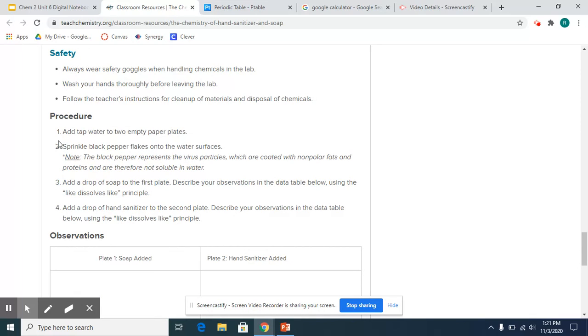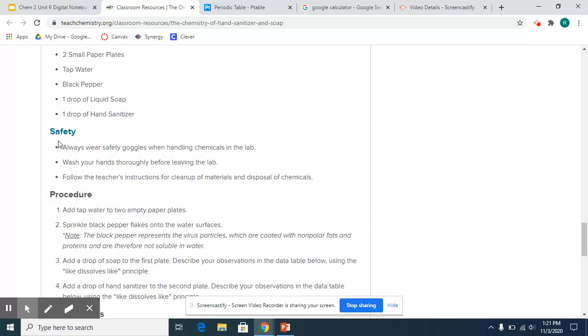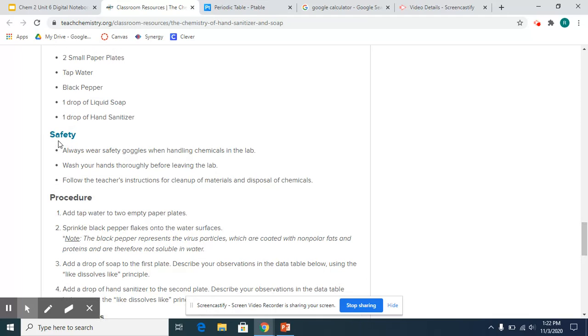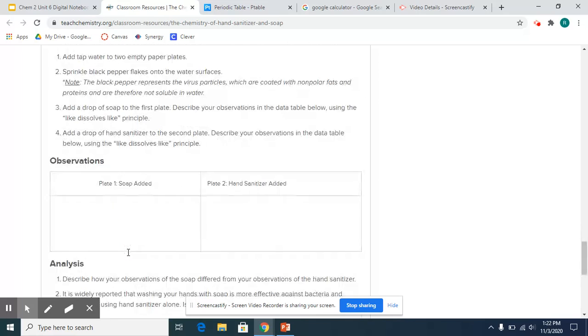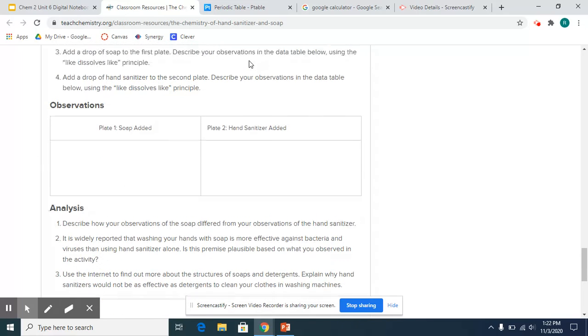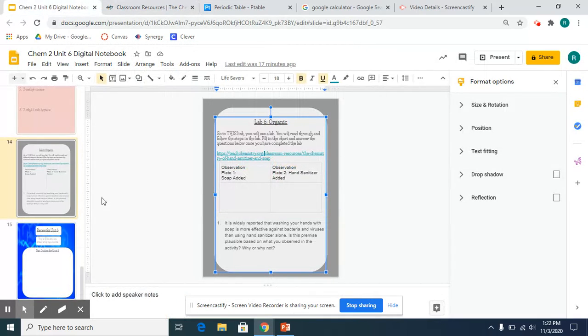You do need to do this at home. All you need is some soap, hand sanitizer, and black pepper. You also need some water. It can just be tap water, and then 2 plates. They don't have to be paper plates. This won't mess up your dishes, so any type of plate will work. And then once you've done that, I have your observations and analysis in your digital notebook. You could just fill it in here, so you don't have to write it down. So if you have questions on your lab, let me know and I'll be happy to help.